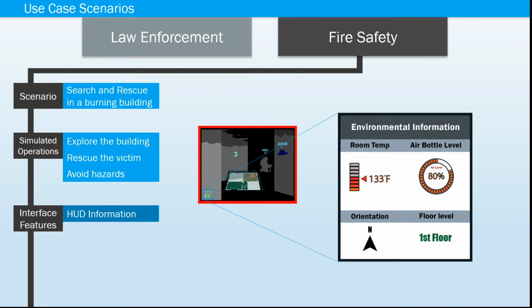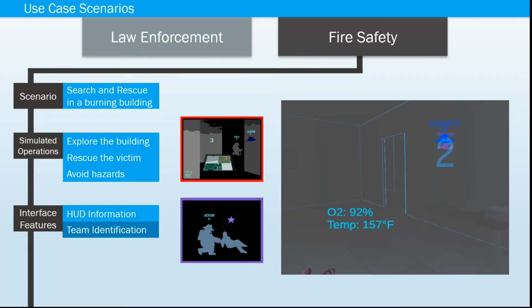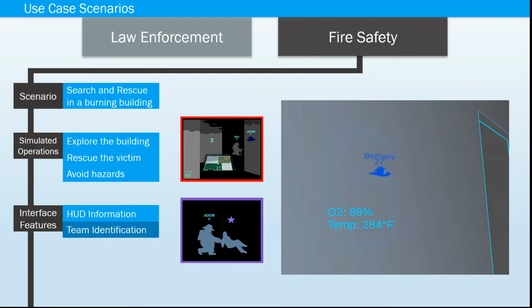The first one is the HUD information, where the firefighter can see the room temperature, air bottle level, and orientation, and also the floor level that they are in. The second is the team identification. The user interface tags the firefighters and shows their location in the environment. We use icons floating over the teammates, and we display their names and also the distance between each firefighter.